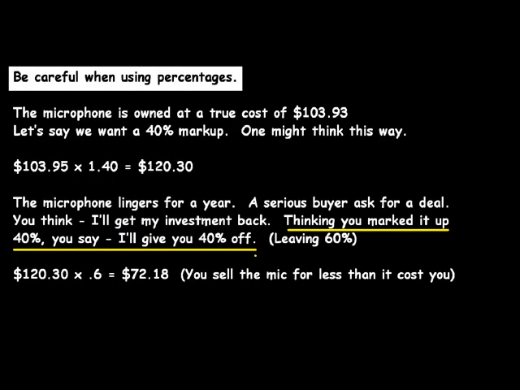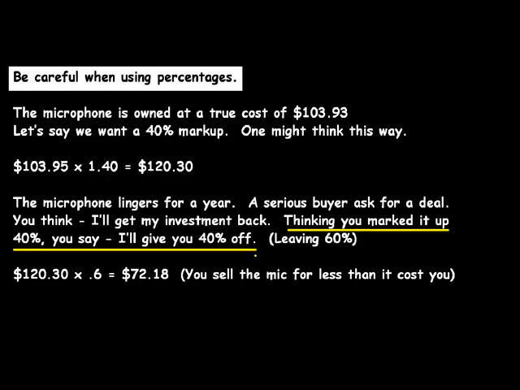Be careful when calculating the selling price using percentages. The microphone is owned at a true cost of $103.93. Let's say we want a 40% markup. One might think this way: $103.95 times 1.40, equaling $120.30. Let's say the microphone lingers for a year.